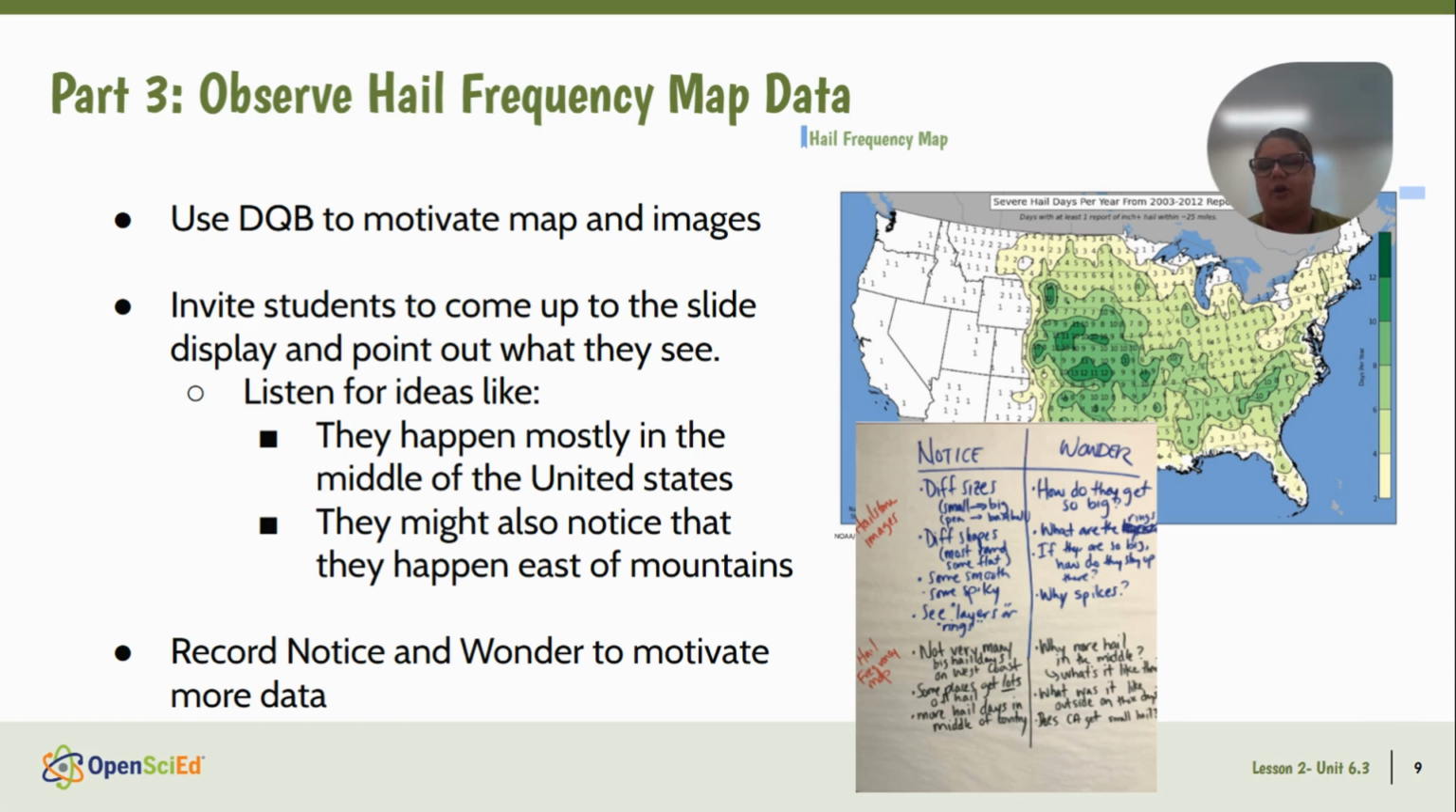They can jot those in their notebooks, and you can chart them up on a chart paper as well. As we notice these patterns of where these dark green spots are on the map, we're also starting to wonder, wait a second, what are the conditions there? How come it's happening over here and not over there? What are the conditions needed for hail? So we decide we need to see some more data.